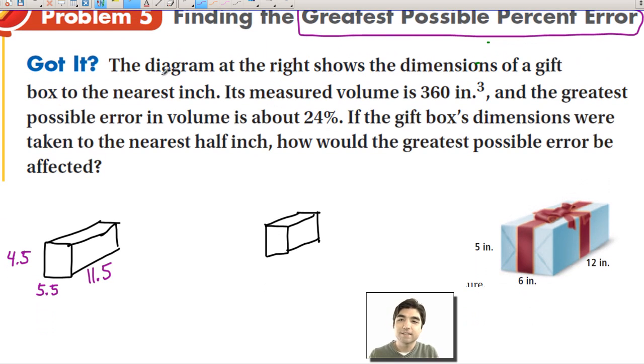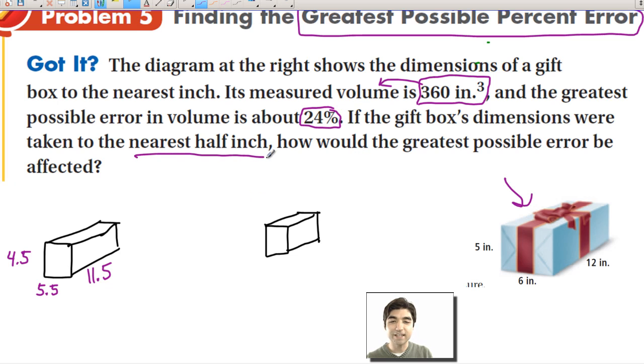Read along with me. It says the diagram at the right, this thing right here, shows the dimensions of a gift box to the nearest inch. Its measured volume is 360 inches cubed. So this is the volume. And the greatest possible error in the volume is about 24%. If the gift box's dimensions were taken to the nearest half inch, how would the greatest possible error be affected?